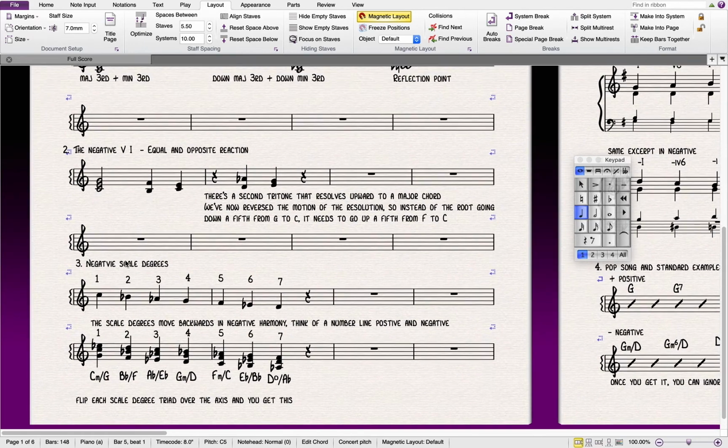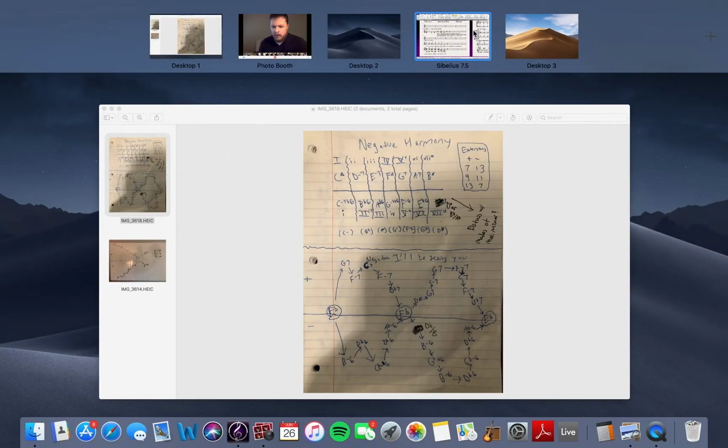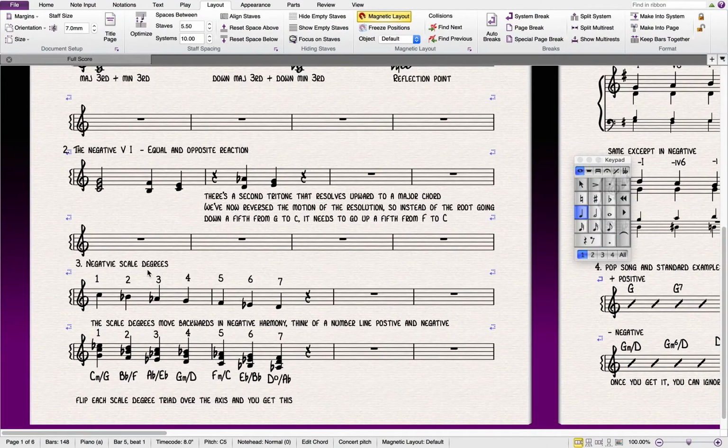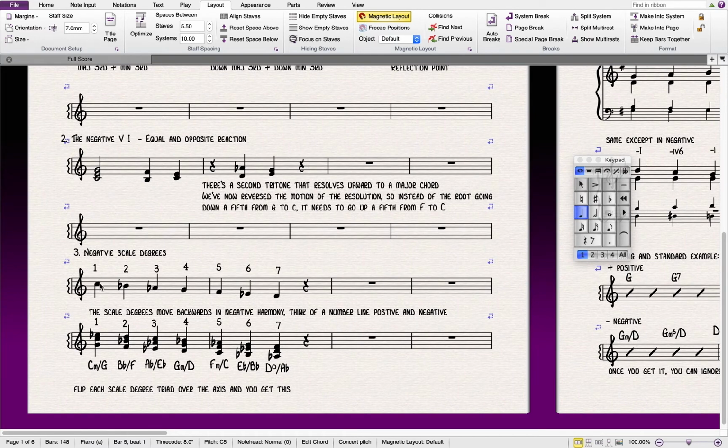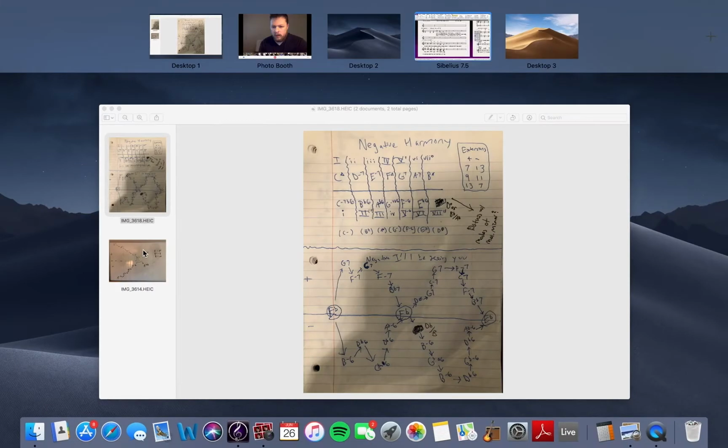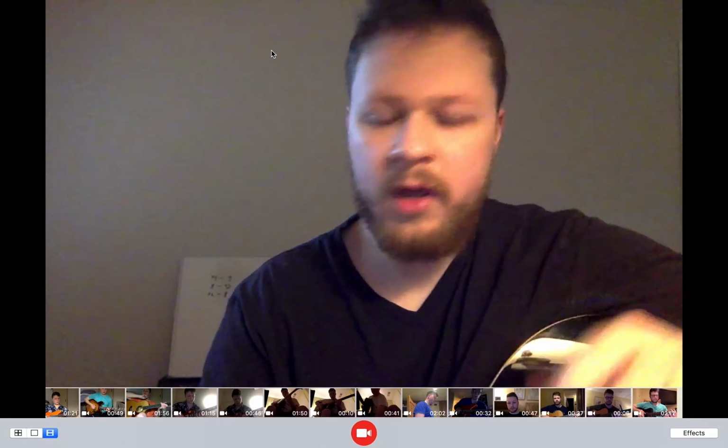Okay. And keep remembering, equal and opposite is the key to understanding negative harmony. Everything in the positive has an opposite reaction. All right, now we go into the scale degrees. So this is the first thing I saw people weren't really getting right. When you play a major scale, you think of solfege or 1, 2, 3, 4, 5, 6, 7. So do, re, mi, fa, sol, la, ti, do.